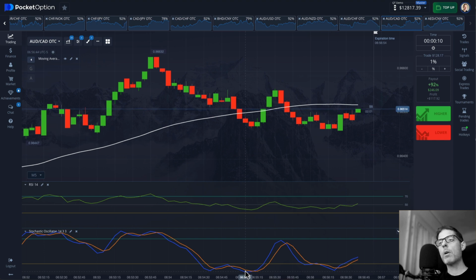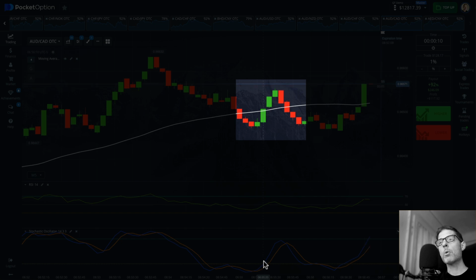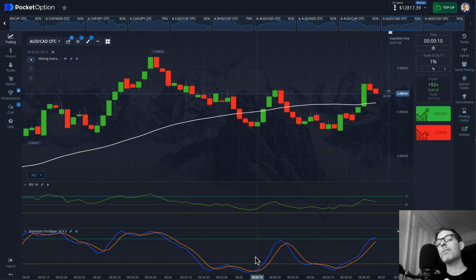So after we've crossed up over that orange, the blue line, now you can see an upward movement on the chart. Look at that. So these are excellent entry points, especially on the 5-second. You can really get in and get out fairly quickly. And so yeah, excellent strategy.